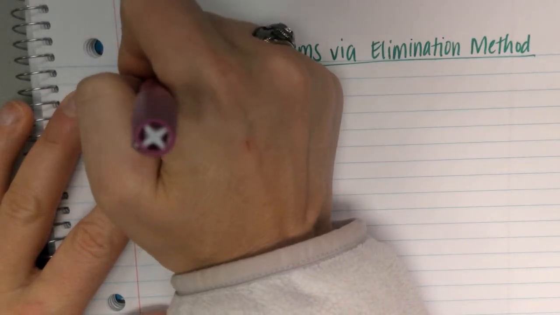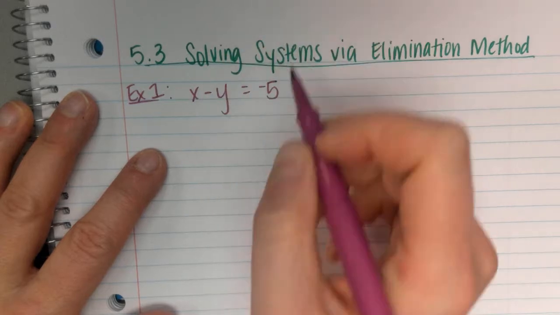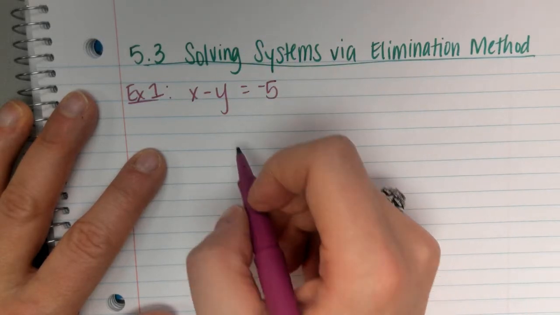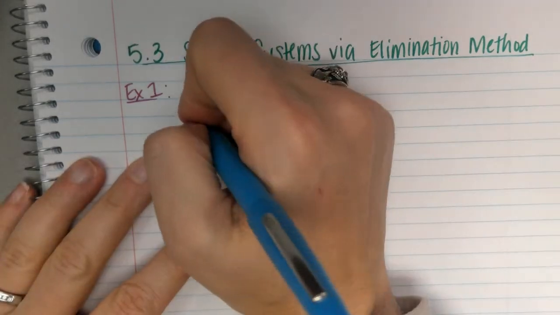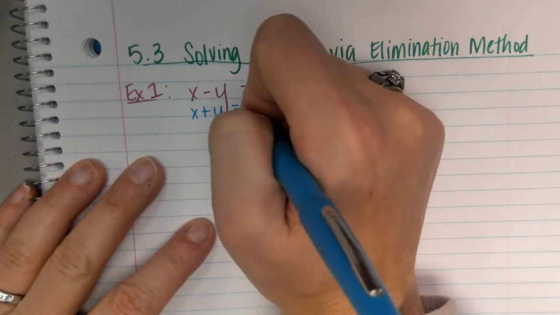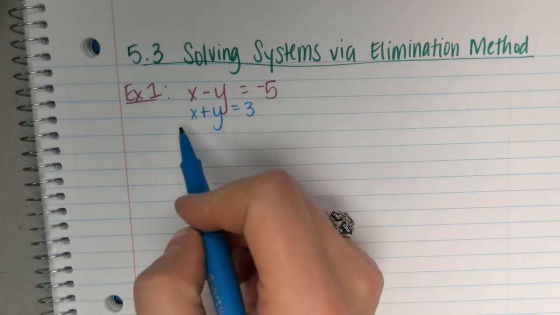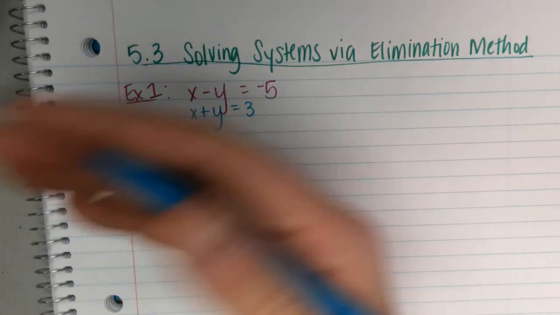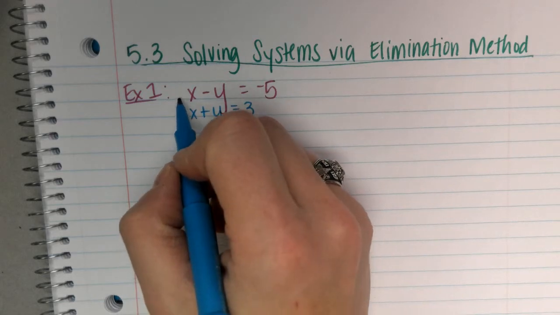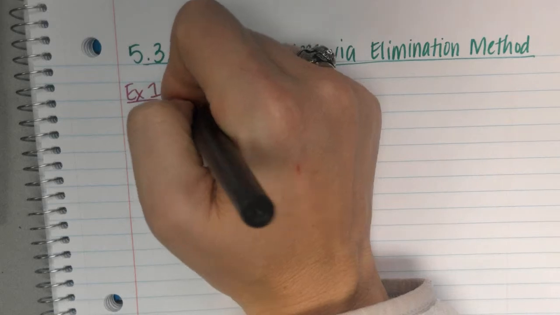Example 1. x minus y equals negative 5. That's our first equation. And our second equation is x plus y equals positive 3. So when you do the elimination method, it's not giving you anything for y equals or x equals here, so we're actually going to add these together. It's kind of strange. Okay, we're going to add them together.